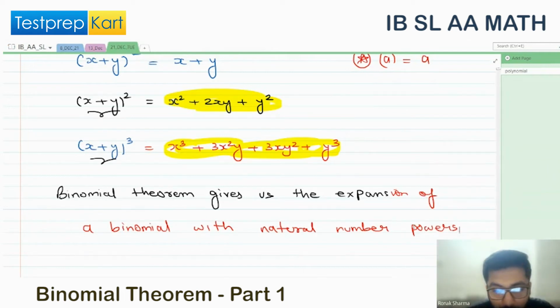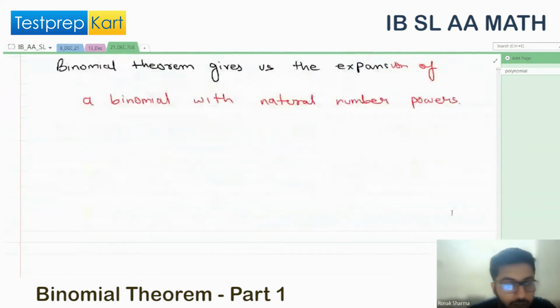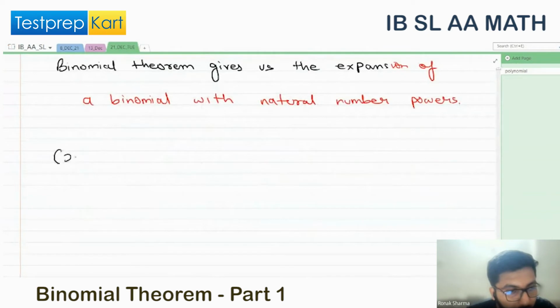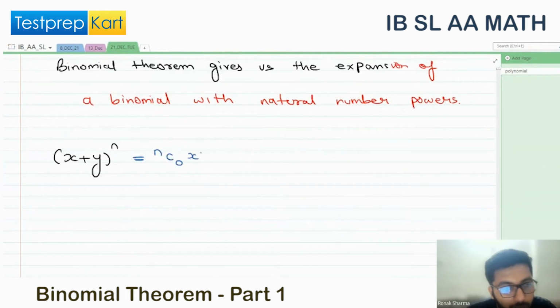So, how to write the formula? We're going to take the n power, so we can write a general formula. The first term is nC0 x power n y power 0, then plus nC1 x power n minus 1 y power 1, then nC2 x power n minus 2 y square.